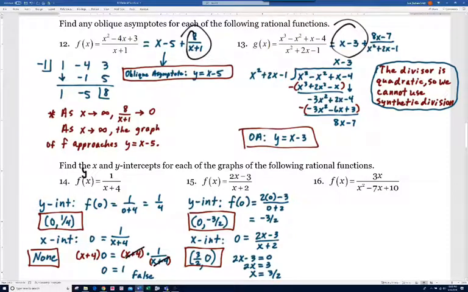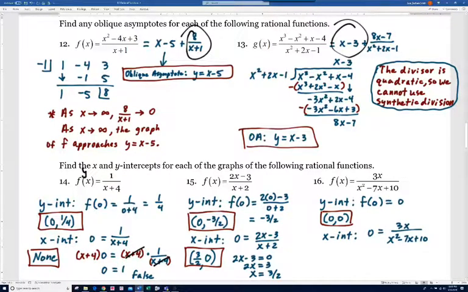Now I'm not going to go through 16 in detail, but you may want to try it and then you can watch the video. When you plug in 0, you should get 0. And so your y-intercept is 0, 0. Notice that's also an x-intercept. But it is possible there could be other x-intercepts, so let's see what happens if we let y be 0. Remember this fraction can only equal 0 if the numerator is 0. So I'll set the numerator equal to 0, and you see we get x is 0, which tells us we're not getting any other x-intercepts.